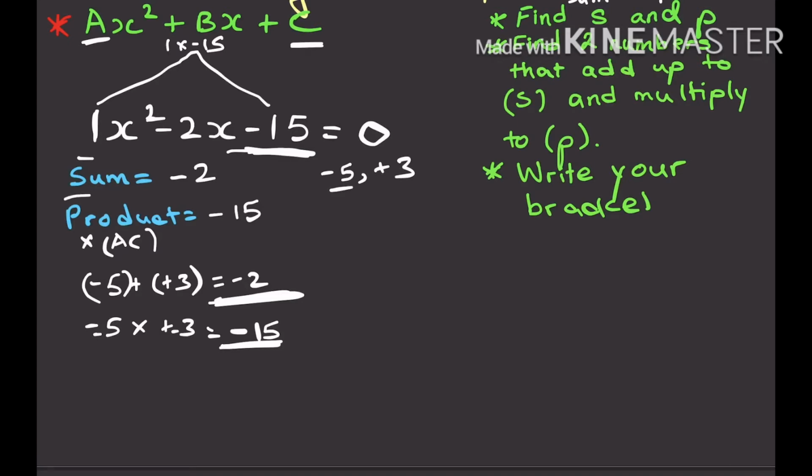So these are two numbers that when you add them, you get the sum number. When you multiply them, you get the product number. So these are the two numbers we're going to use. And that is it. We're done with the second step too.